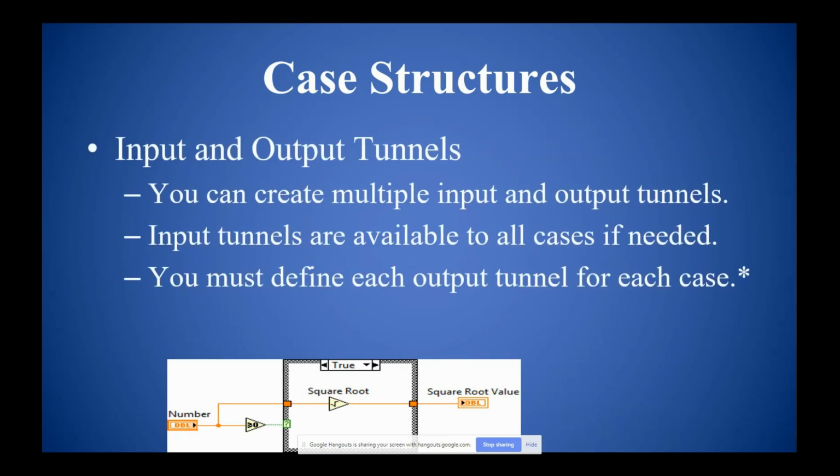So the input terminals, you can tunnel things through this. An input tunnel is on the left-hand side, and you can create multiple of them if you want. Input tunnels are available to all the cases inside the code. If you have an output tunnel, you must define each of those cases out. And I have an asterisk on that because there is a way around doing that, where you can set the default value, or rather tell it to use the default value if it's unwired. And that's available through right-clicking on it.